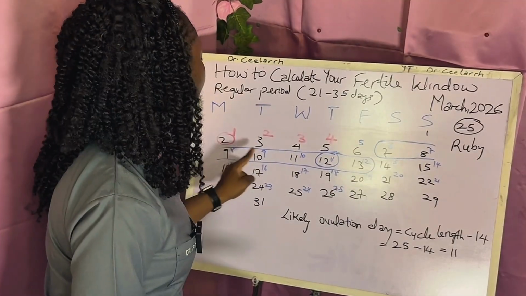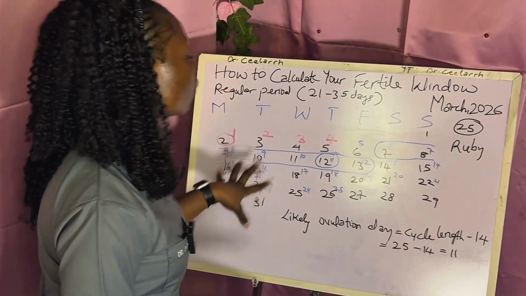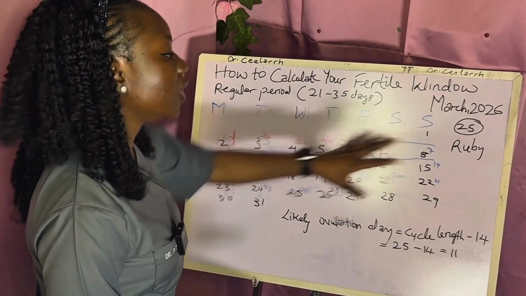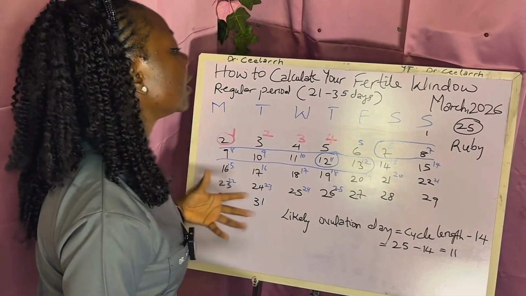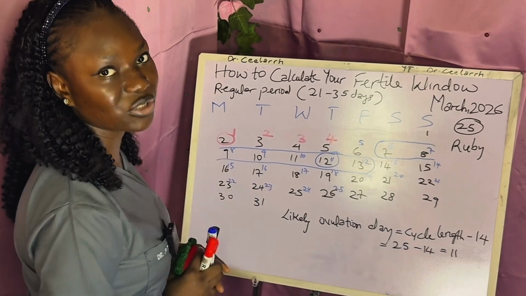1, 2, 3, 4, 5, 6, 7. So for her, that is her fertile window because she has a 25-day regular menstrual cycle. So let's go ahead to calculate for a 26-day regular menstrual cycle.